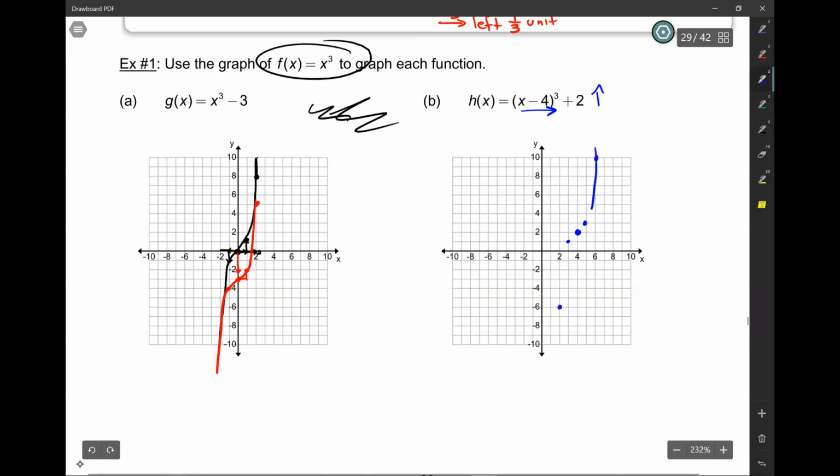Now, on the test, if I ask you to label your coordinate points, let's say I asked you for 3 coordinate points, put in 3 coordinate points. So this is 4, 2, 5, 3, and 6, 10, right? You're obviously going to have to put in additional points to graph, but you don't have to give me the coordinates of those. Does that make sense?